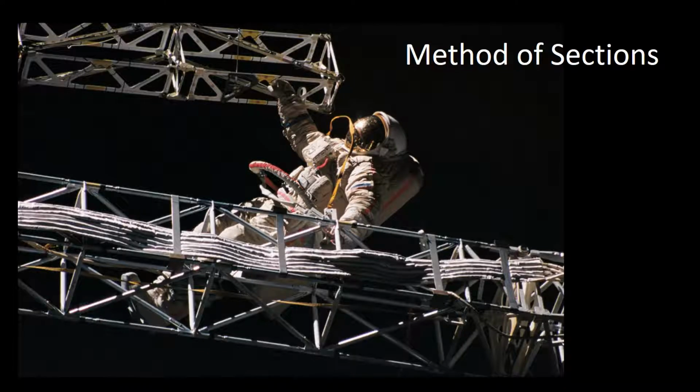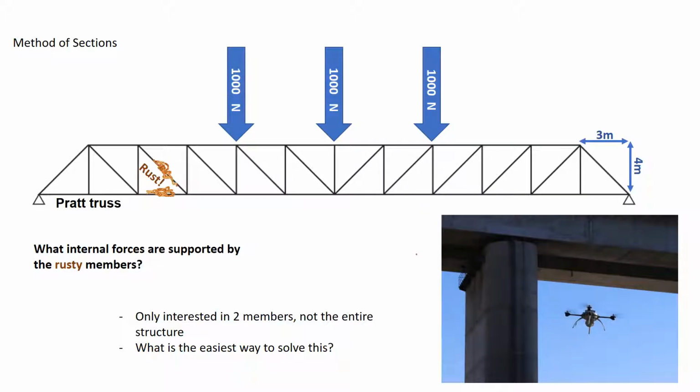I wanted to go through a quick example for the method of sections. This is an easier way to solve for the internal forces in truss structures if you don't want to know the entire thing. I thought we'd go through the Pratt Truss.